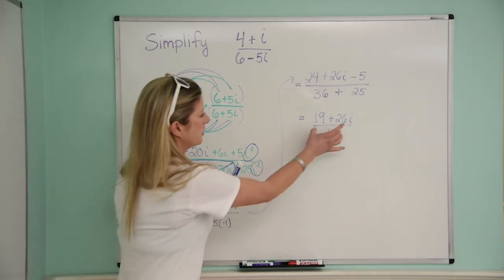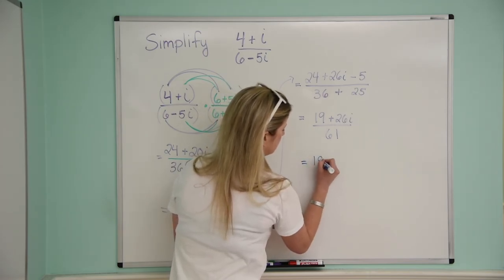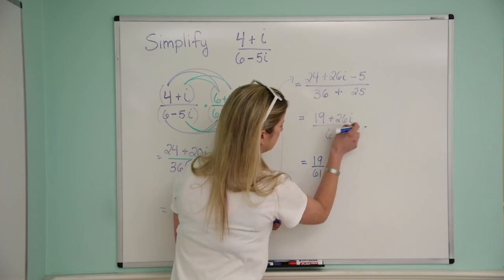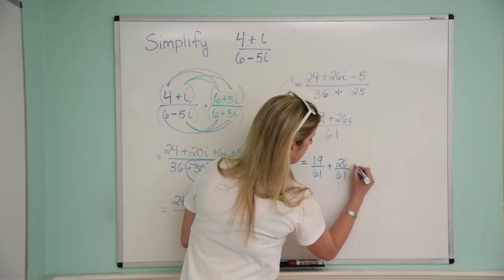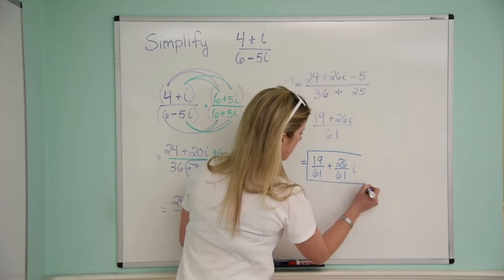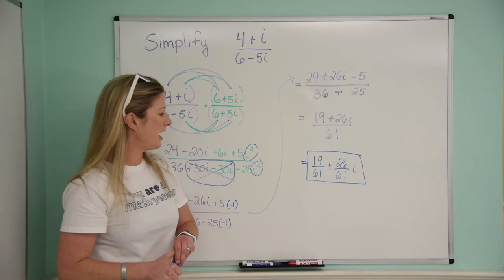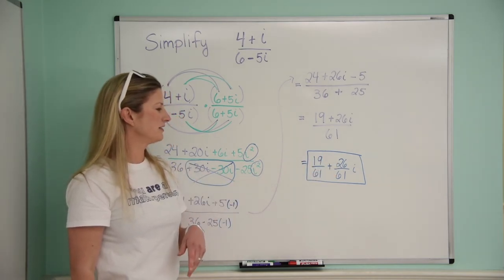All right, so I'm just going to break this up. Another way to write this is going to be 19 over 61 plus 26 over 61i. So 26 over 61i. Perfect. So now we have it in a plus bi form. It has been simplified. We have no i in the denominator. We have a clear real part and an imaginary part of that complex number.